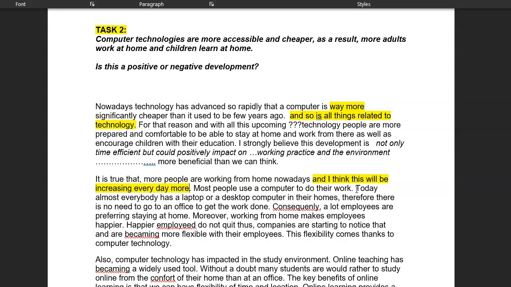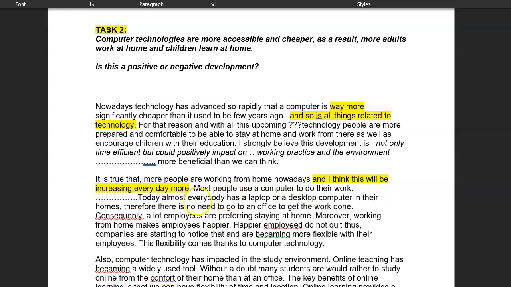Most people use a computer to do their work, and frequently this work can be done from home rather than having to go to an office. Okay, so this is a little bit repetitive. So develop it. So you've made that point here. Lovely. So why is it easier? Because we can stay in touch. We don't need an office anymore.